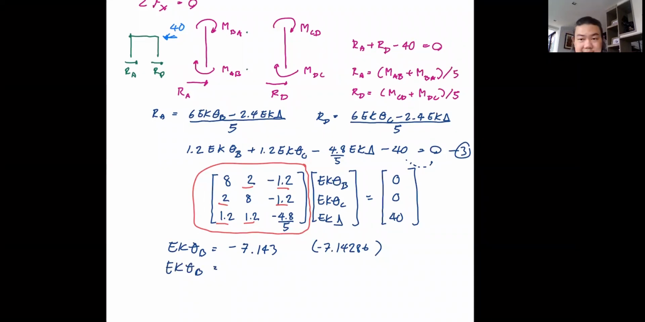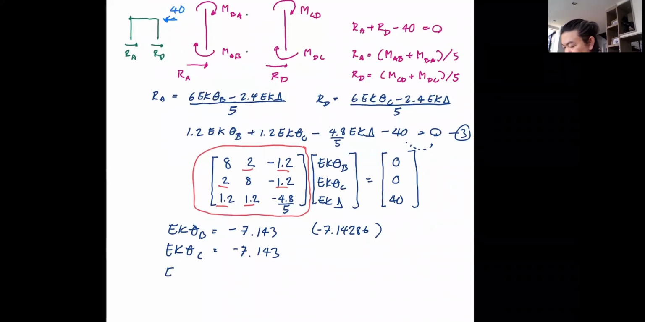Okay, and EK zeta B. Let's look at the structure. It has some symmetric look to it. So it doesn't surprise you or me, I suppose, that EK zeta C turns out to be exactly the same as B. Okay, and then EK delta is minus 59.52. The full number is minus 59.5238. That would be enough.